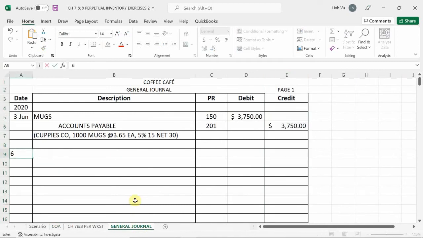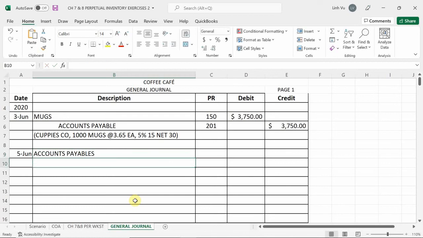So it's June 5th now. We have accounts payable because we are decreasing our liabilities, right? And then we're going to decrease our inventory because we don't have those 50 items in our inventory anymore, right? They end up being broken.